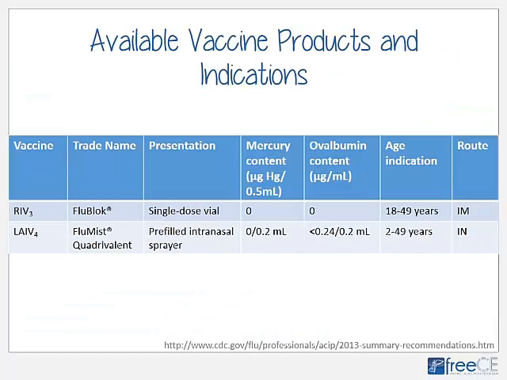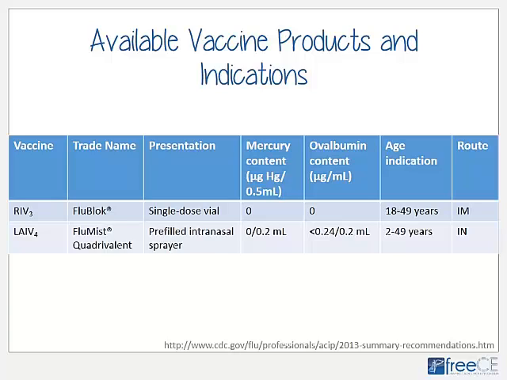Our last table containing information about our available vaccine products. So now these are our recombinant influenza vaccine, which is Flublok, a brand new product this year containing no ovalbumin. It is available as a single dose vial. It also does not contain mercury. Of note, it's only approved for those between the ages of 18 and 49 years, and it is administered intramuscularly. So the same as what we would do with our other inactivated influenza vaccine products. Again, this is our product that's preferred in our egg allergic patients.